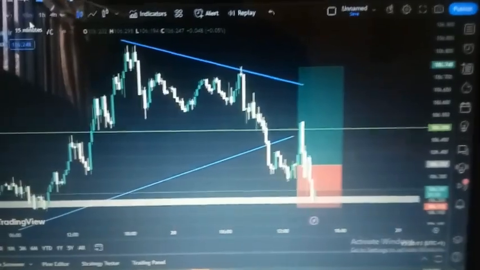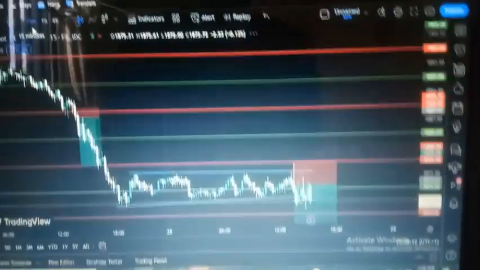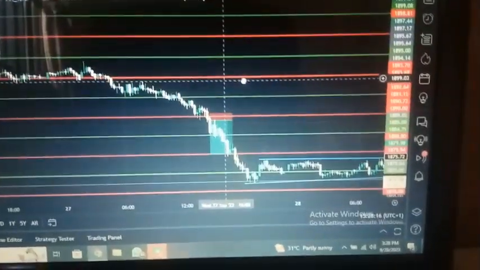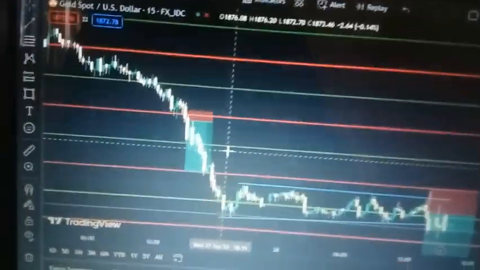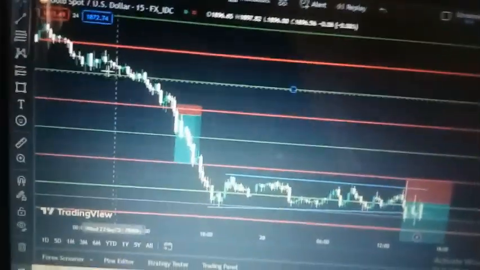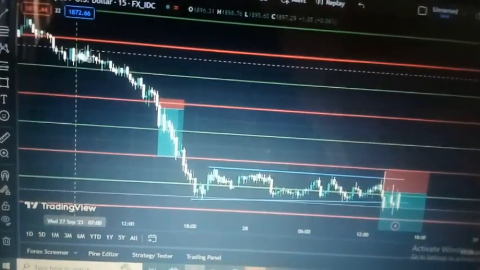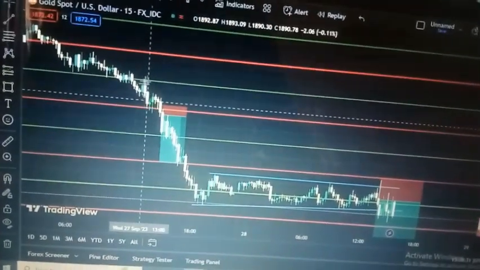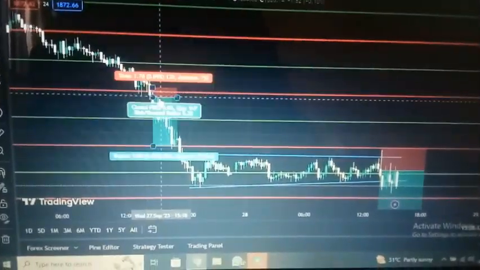This is the DXY. Let me go back to my chart, and this is gold. This was the trade I took on gold. The market was in a very very healthy downtrend, making a series of lower highs and lower lows.